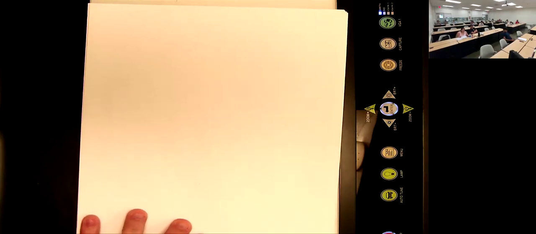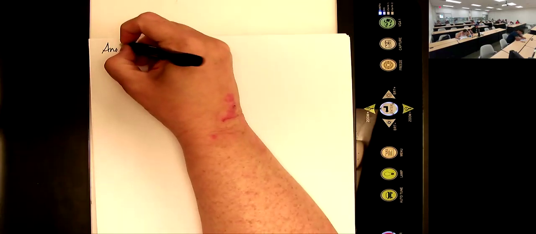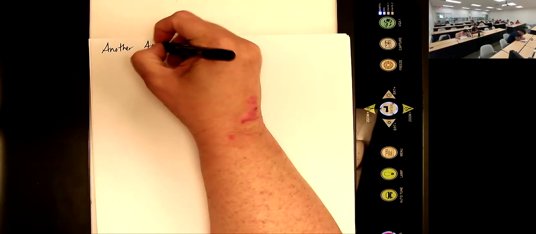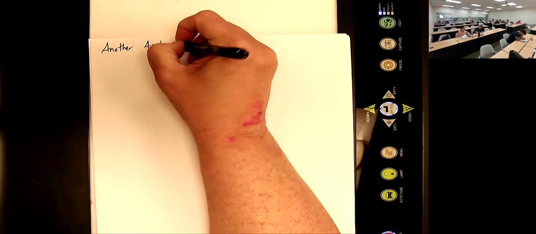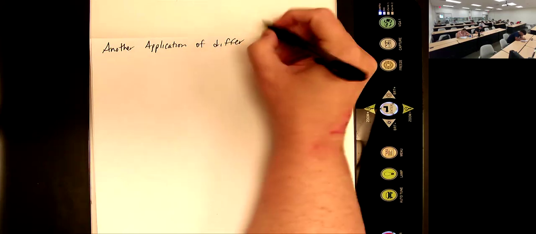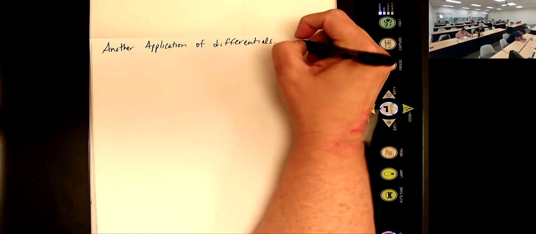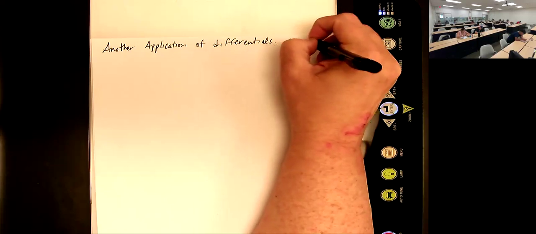Let's see, one more. Another application of differentials: approximating a tangent line.